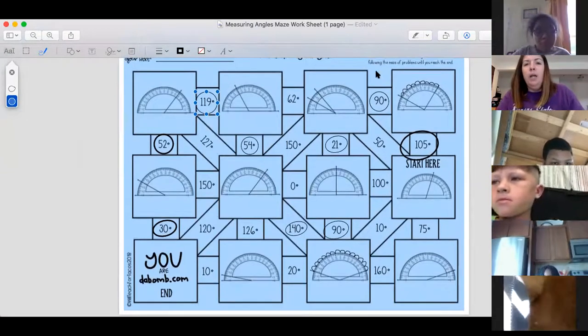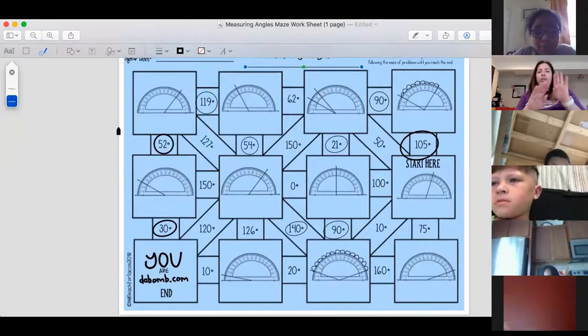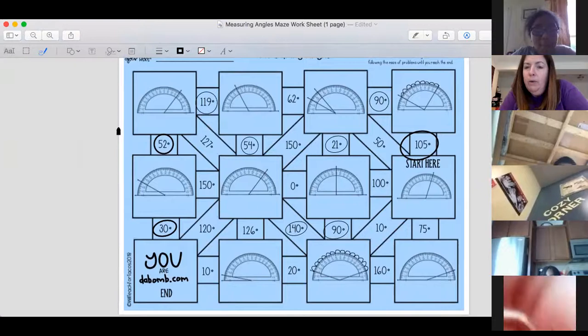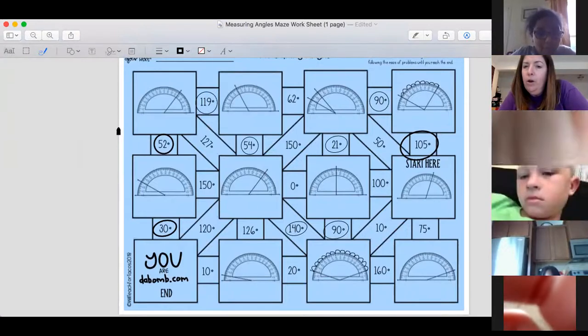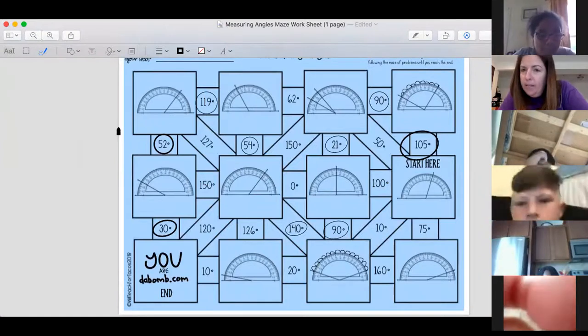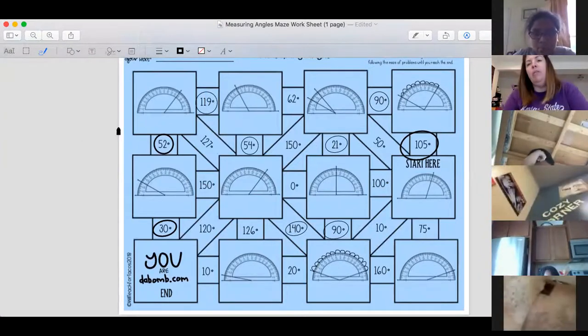Good work. It does matter which direction the rays start in. There were a couple of tricky ones where the arms of the angles were not even lined up on the baseline, and y'all worked hard to figure that out.